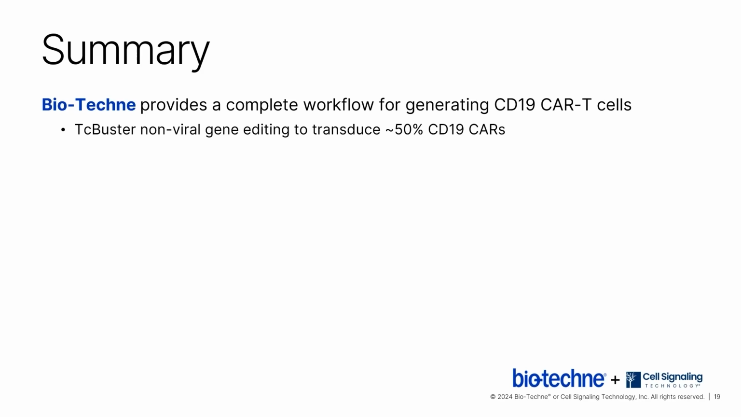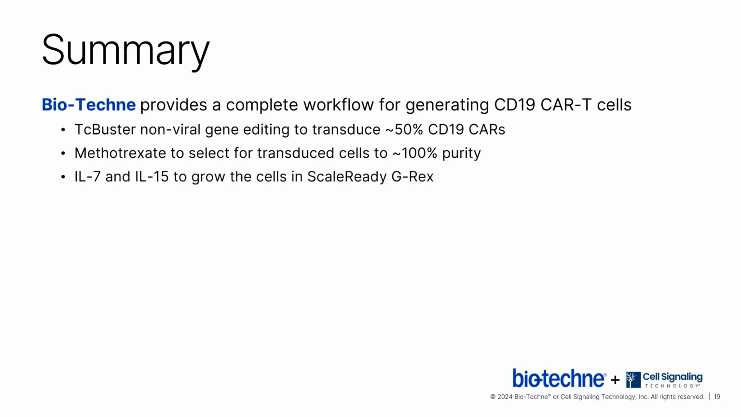TC-Buster non-viral gene editing was able to transduce cells to about 50% CD19 CAR positive, which is significantly higher than can be achieved with standard lentiviral-based methods. Methotrexate was used to select for the transduced cells to 100% purity, and our IL-7 and IL-15 were used to grow out the cells in a scale-ready G-Rex 6-well plate.